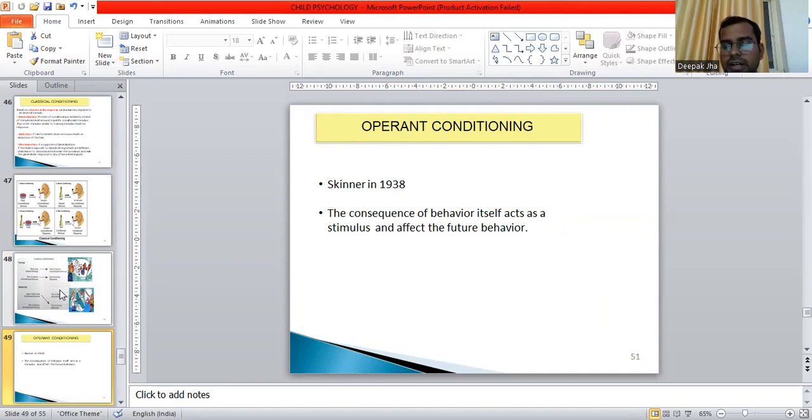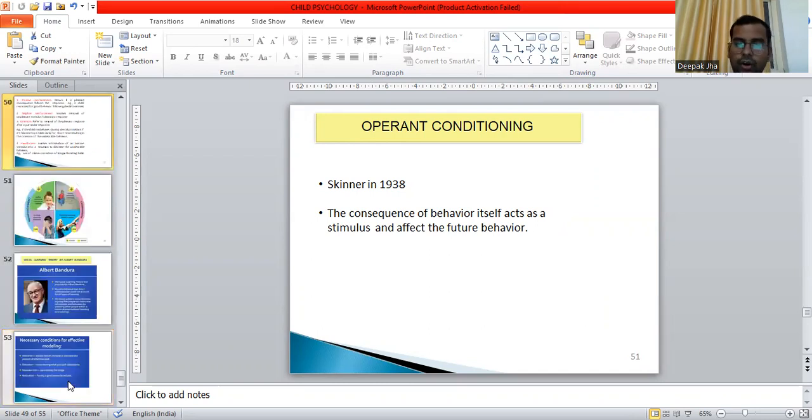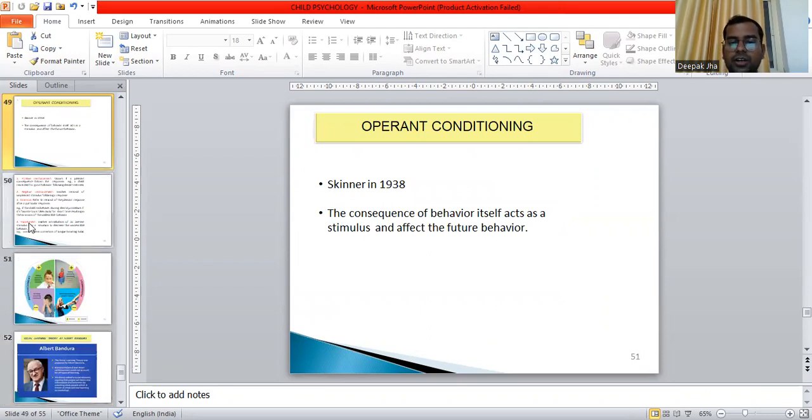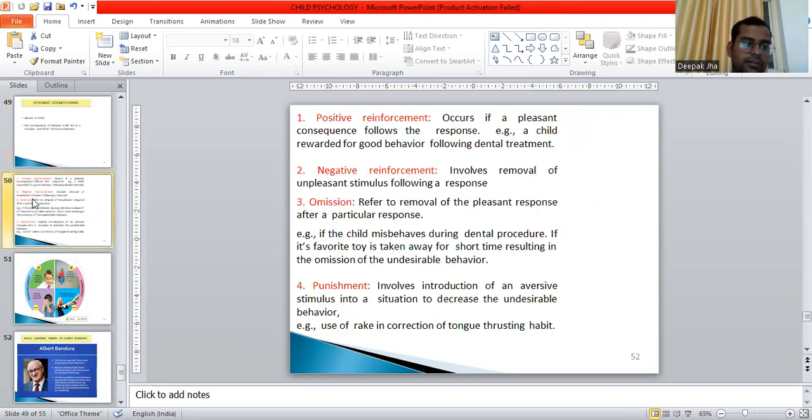So the child studied hard, got good marks, the parent gave him a toy. This consequence of getting a toy now stimulates the child to do well again in the next exams, so that he keeps getting the reward that he got. So this is the basis of operant conditioning. The consequence of a behavior itself acts as a stimulus and affects the future behavior. So how can you use this to your aid? Basically, there can be four consequences that you can apply to a child or which a child can receive.